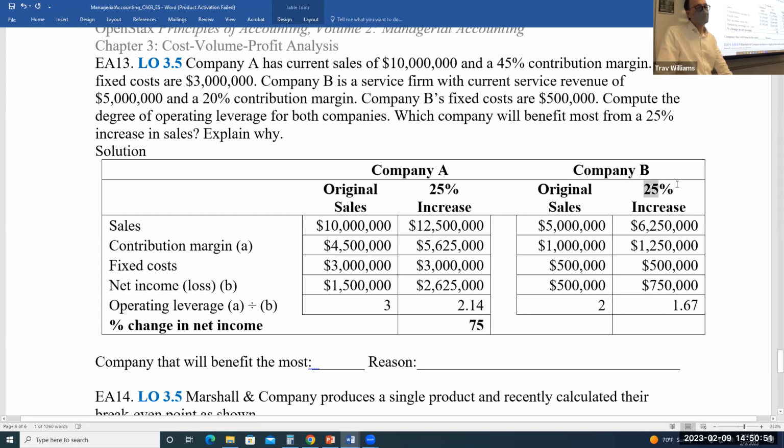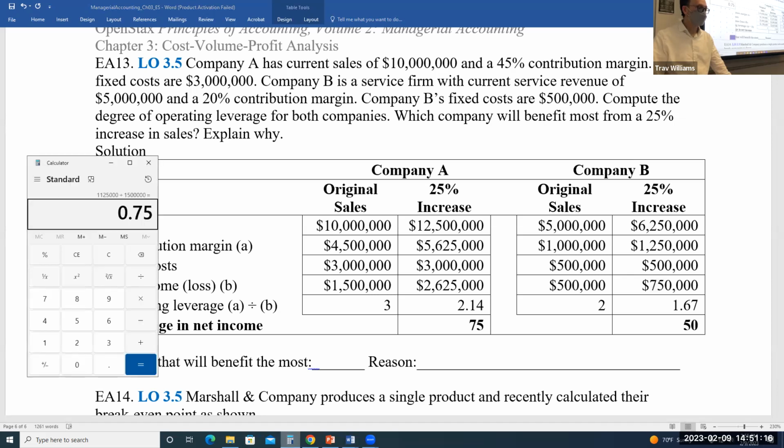So we can guess that over here for company B, which also is getting a 25% increase in sales, but they have an operating leverage of 2, their net income will increase by 50%. Let's check. Their net income went up by how much? 250,000. So if we take 250,000, divide it by the original net income of 500,000, we get 50%.